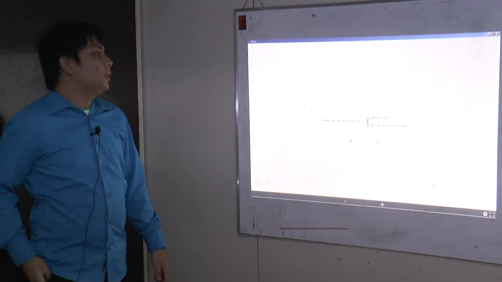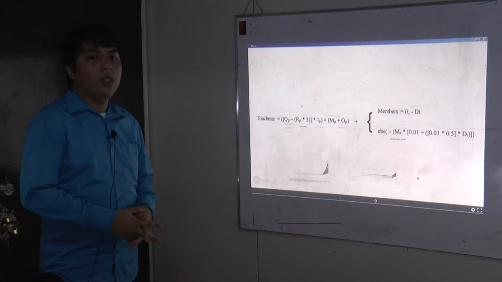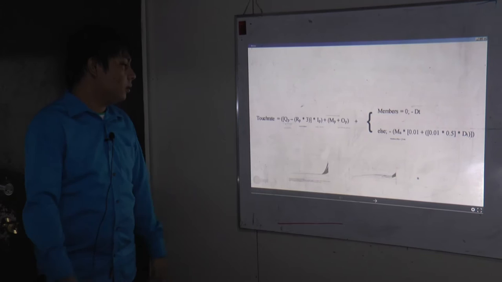So this next presentation is my touch rate algorithm. Here we can see the entire formula for the touch rate, which decides which post will be shown first and last. So this is my first test on the algorithm.